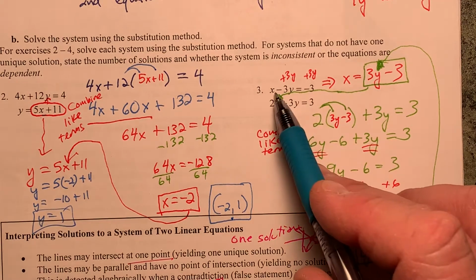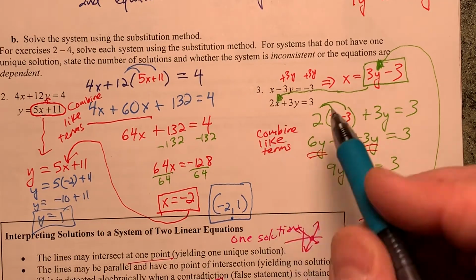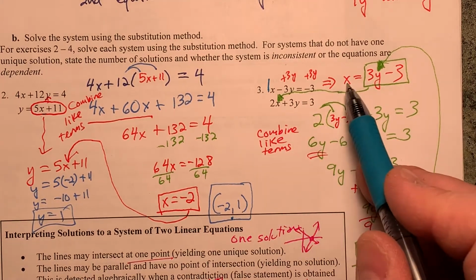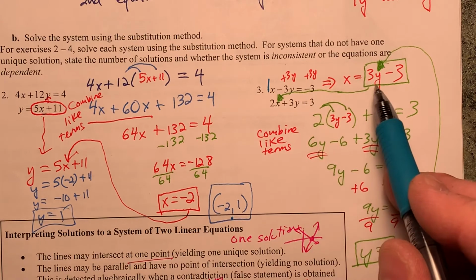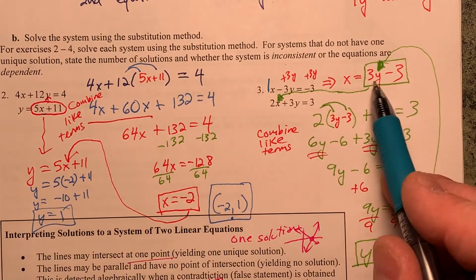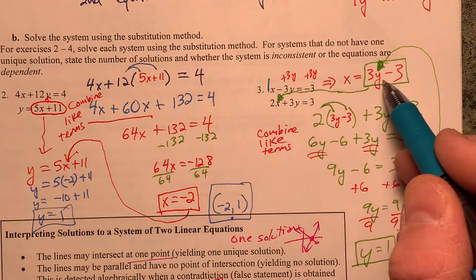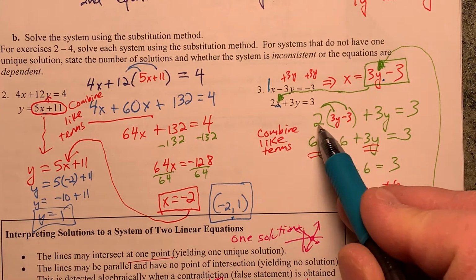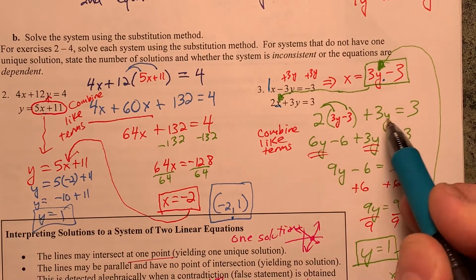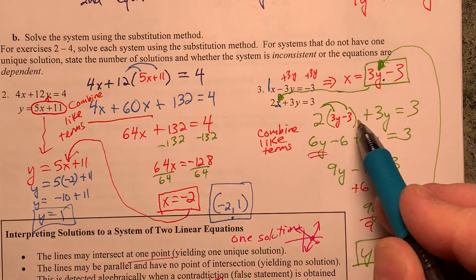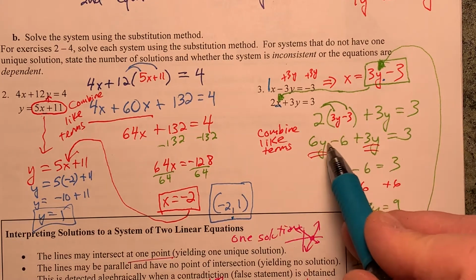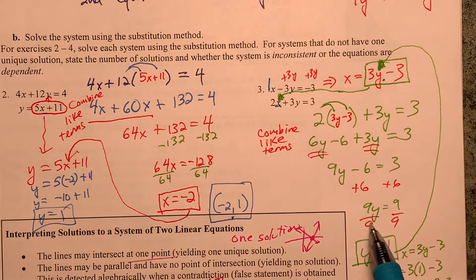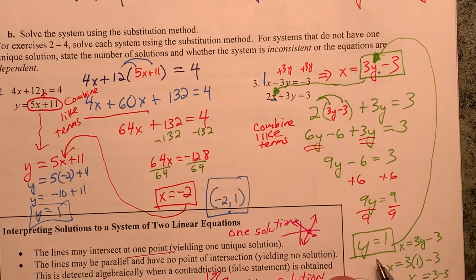This one we solved for x. X was the easiest one to solve for because, look, it was 1x. That's always going to be the easiest to solve for. So x is equal to, we added the 3y to both sides. We can't put it with the negative 3, so it just stays 3y minus 3. We then take that and sub it into this other equation for the x. So instead of 2x plus 3y equals 3, we write 2 times (3y minus 3) plus 3y equals 3. Distributive property, combine like terms, add the 6, divide the 9, voila, y equals 1.